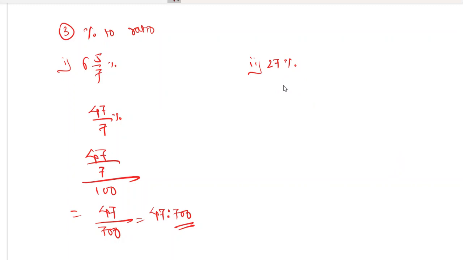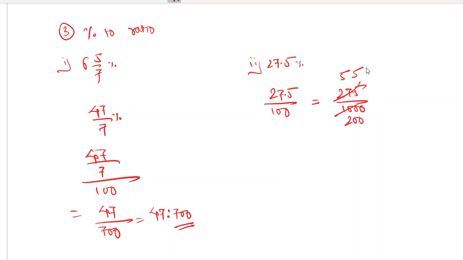Okay, what about 27%? Sorry, it was 27.5%. That is 27.5 upon 100, which is 275 upon 1000. So if you cut 275 and 1000 with their common factor, which is 5, 5 5s are 25, and 5 5s are 25 again, and 5 200s are 1000.